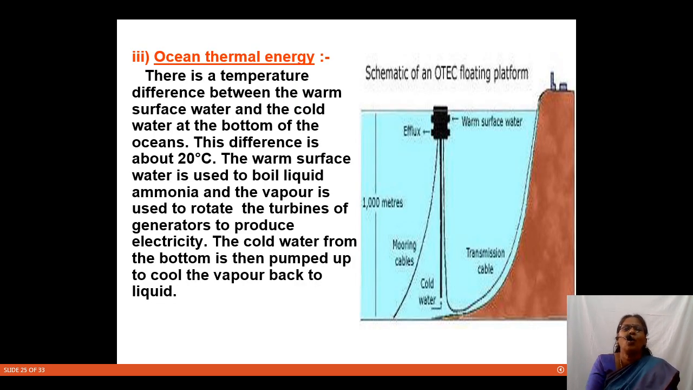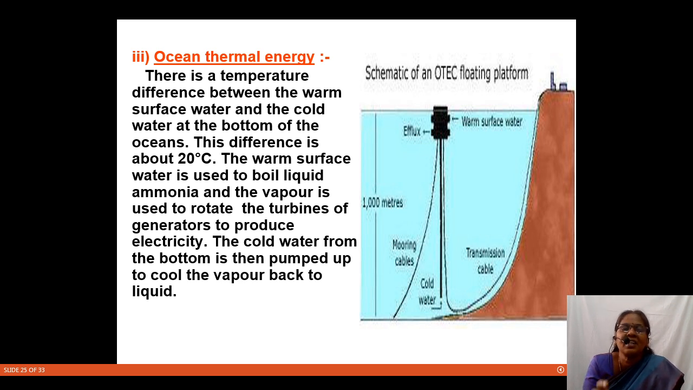Third one, OTE, Ocean Thermal Energy. What is ocean thermal energy? Generally, children, there is a temperature difference in the sea water between the top surface and inside. See, one diagram is given. The blue color is the water. This is the top surface of the sea. This is just inside, around 100 meters below the surface of the water. They have some temperature difference.